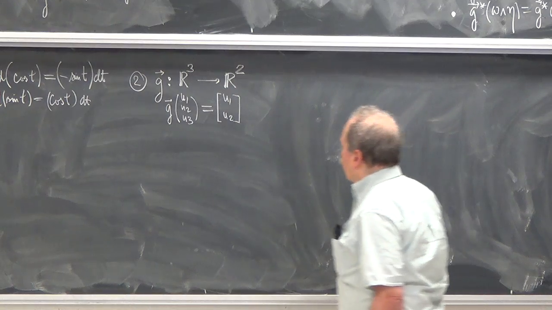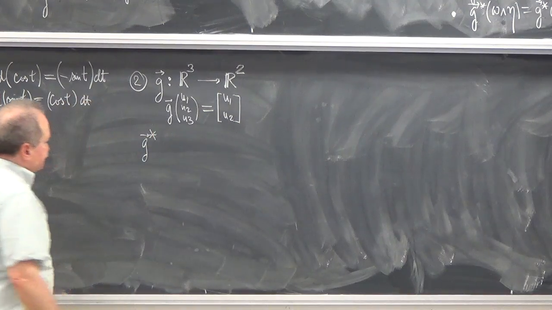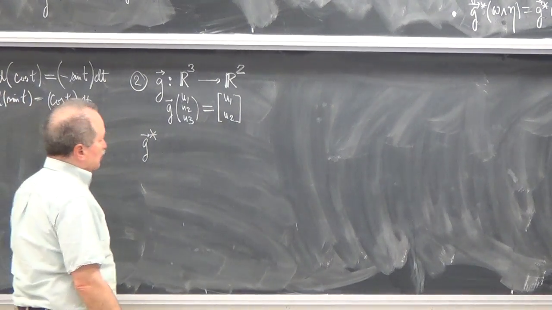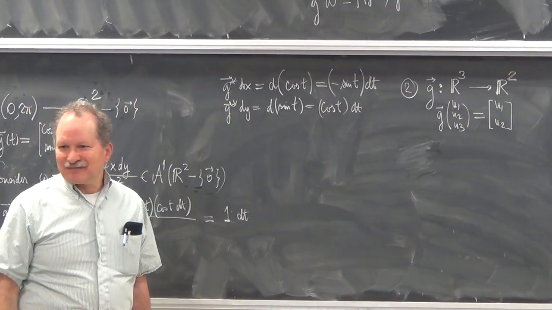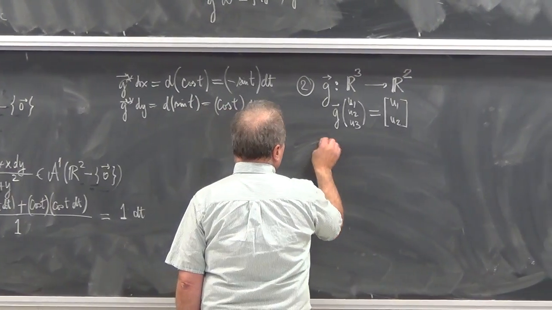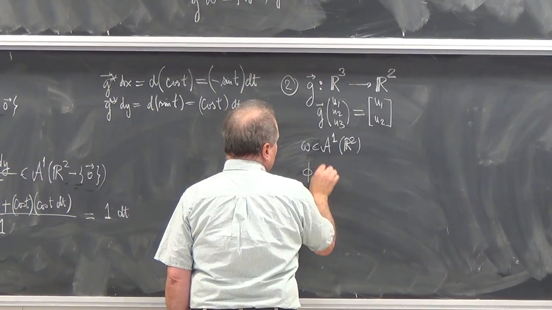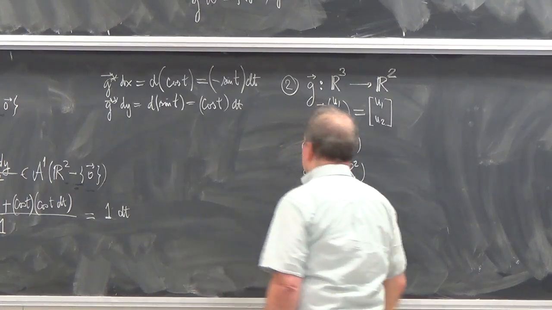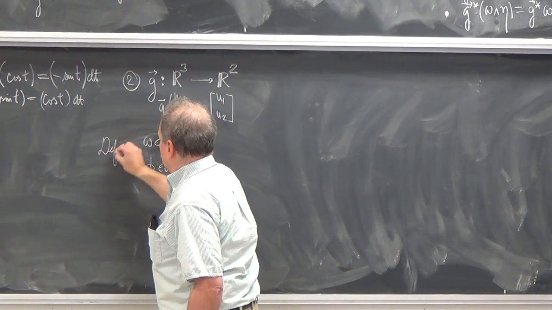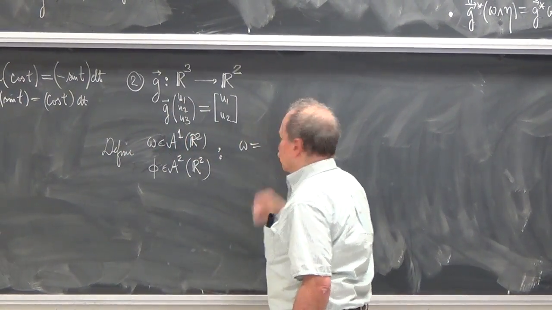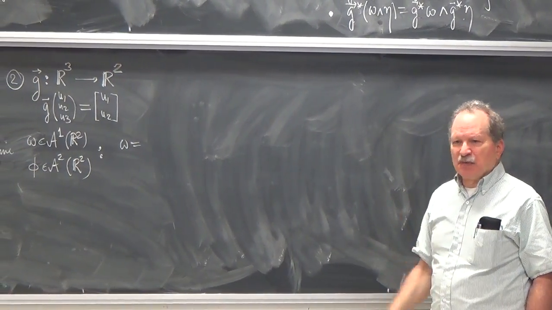Okay. What would you get if you pulled back? So let's see. Do you want to do a one form on R2 or a two form on R2, or both? Both. All right, we'll do both. Let's do omega, that's a one form, and phi, that's a two form. You guys make up an omega and a phi and give it to me. Give me a one form on R2. Don't be ridiculous, but make up a one form on R2.